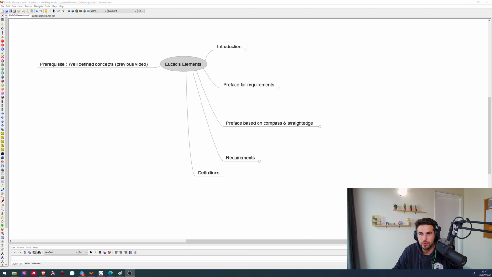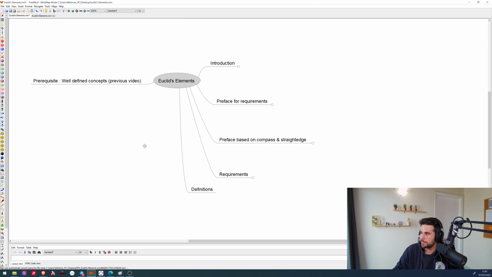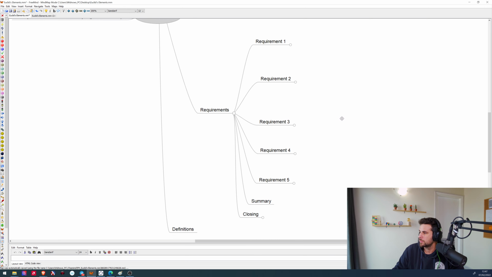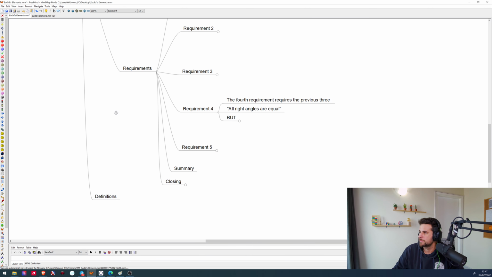Today I'll be going through requirement 4 of Euclid's Elements. So let's get into our mind map. So, requirement 4. The fourth requirement requires the previous three. As we've said, they're all interrelated perfectly. And it states that all right angles are equal.